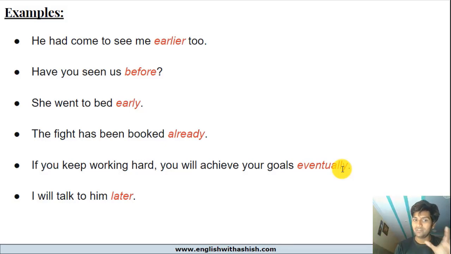Understand it this way. If you keep working hard, you'll achieve your goals eventually, right? It's going to happen ahead in the future. When, we don't know, but it's going to happen, right? Eventually it is supposed to happen. It's going to happen in the future if you keep working hard, right?